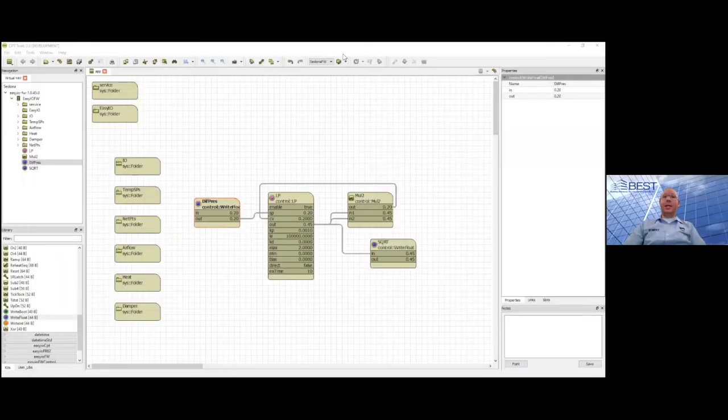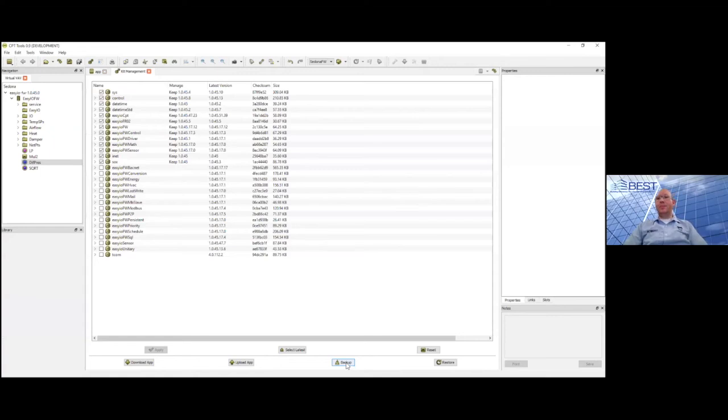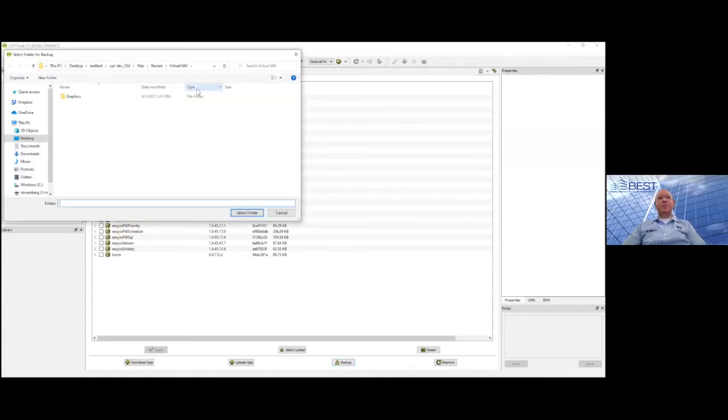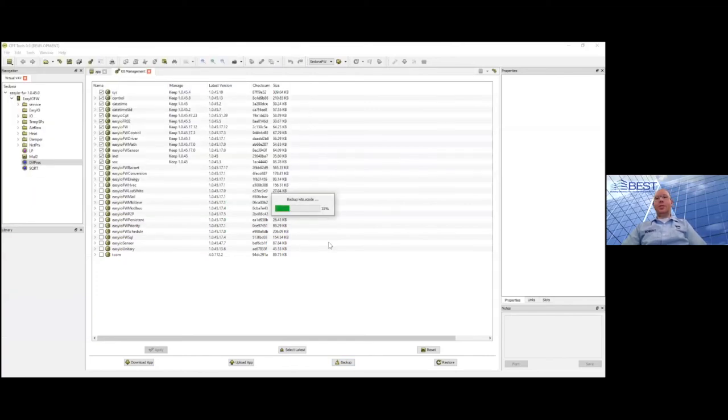And in the EasyIO controls, it's all based out of that kit management section. So I'm going to run to kit management. And down here at the bottom, there's a button that says backup. Just hit that. It's going to save it into your files, recent, and then whatever you're calling your controller in CPT. And just select your folder and away you go.